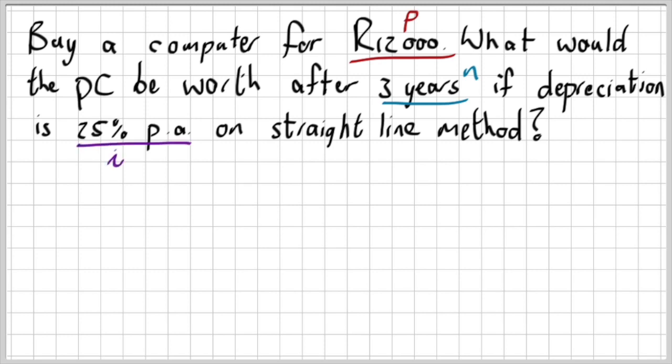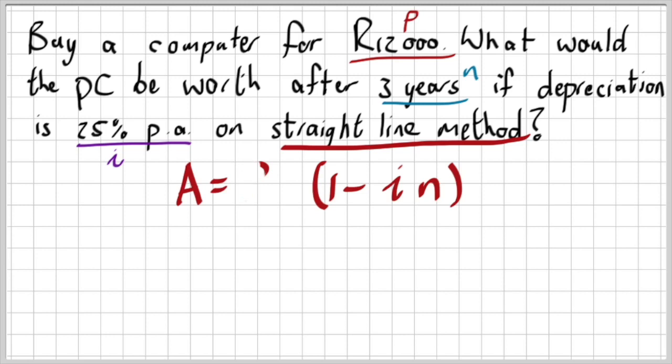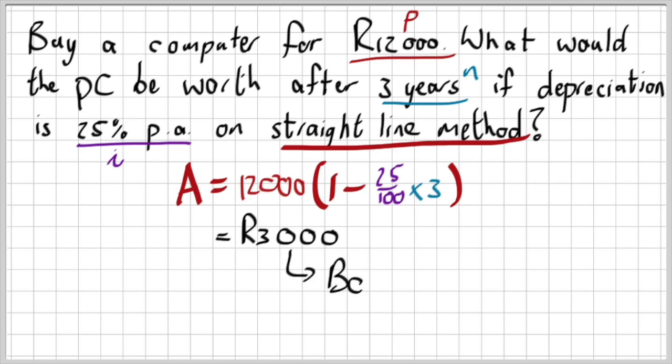Now, then also they give me the depreciation rate. Starting with a formula for straight line method and substituting the values that I've got in. So P is 12,000. I is 25% or 25 over 100 or 0.25. The N is 3. So I'm going to substitute this in and my calculator gives me 3,000. That means the book value of the PC is 3,000 Rand.